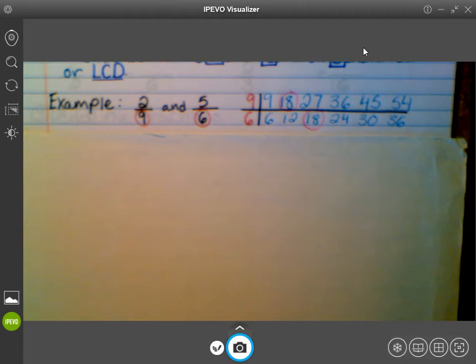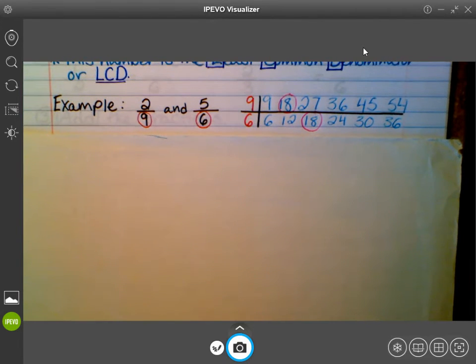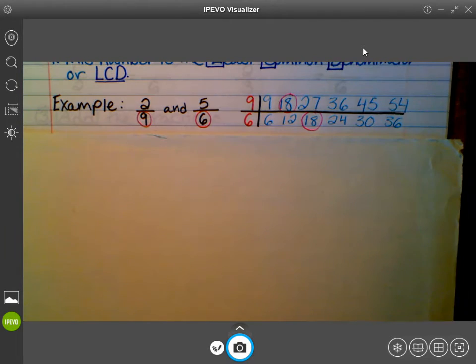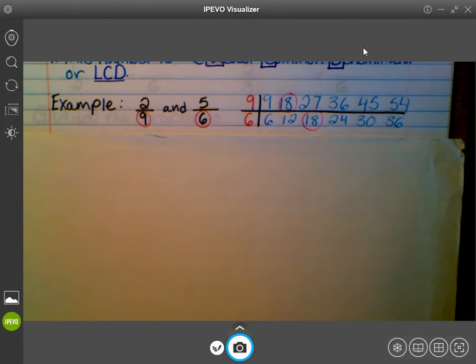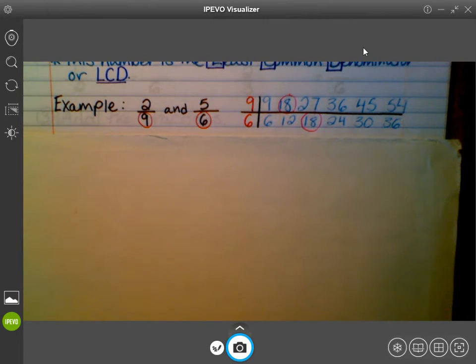So 5th grade, what is my LCD for 2/9 and 5/6? It's 18. I see what you're trying to do there, Will. So for the 9 and the 6, my LCD is 18.